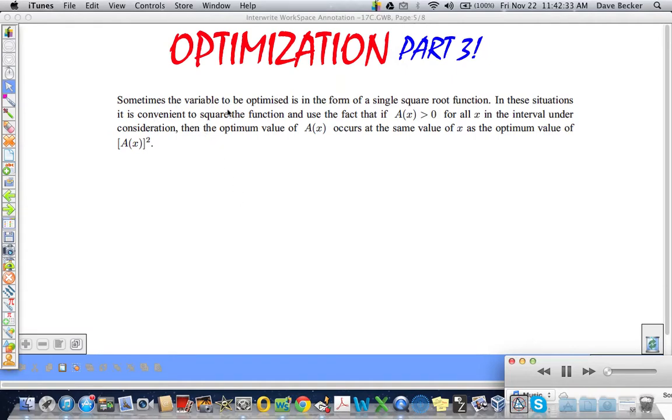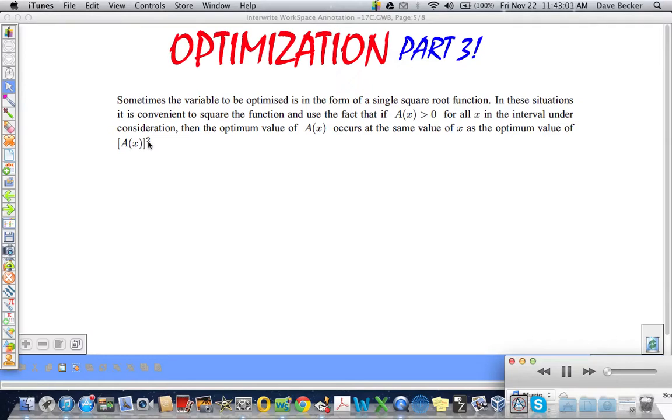strategy here. Sometimes the variable to be optimized is in the form of a single square root function. In these situations, it is convenient to square the function and use the fact that if the function is greater than 0 for all x in the interval under consideration, then the optimum value of A of x occurs at the same value of x as the optimum value of A of x squared.